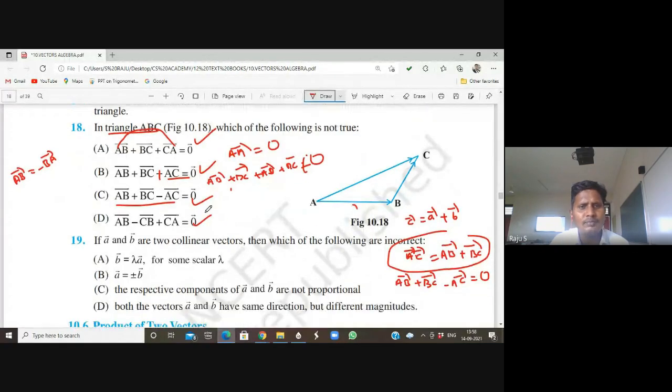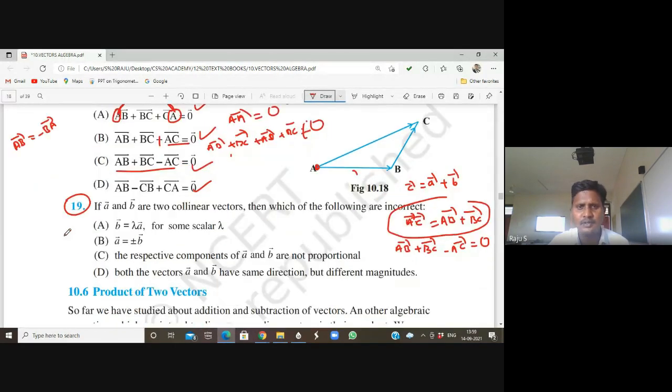So what is the wrong option, students? As per the vector properties, the starting point is A, the ending point is A. So A to A is always 0, because the initial point and terminal point coincide. So that is 0.